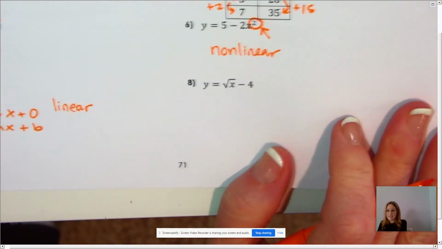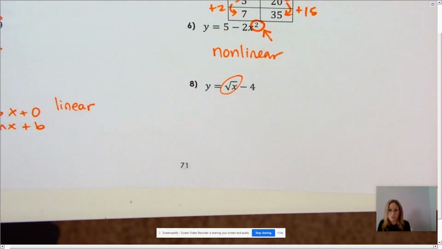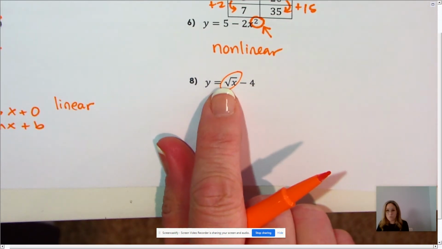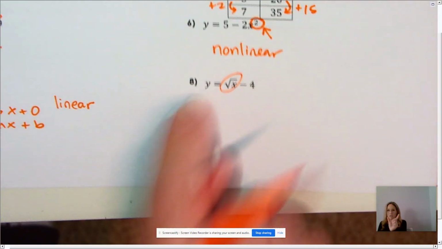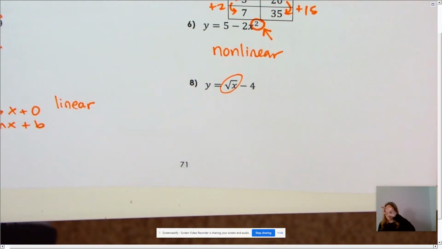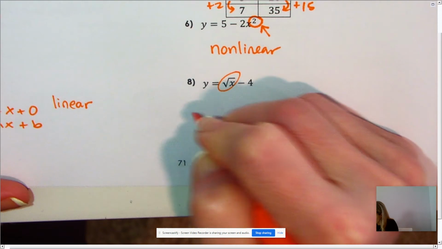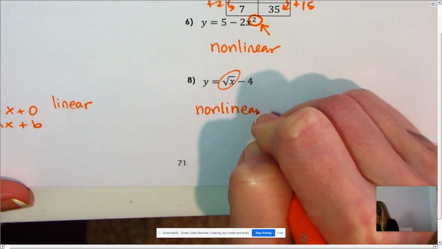Question number 8. Okay, right away, you guys hopefully notice that there's this weird square root thing happening to it. So even though it looks like y equals mx plus b or minus b, it has this weird funky thing happening to it. Okay, so that would actually be a parabola turned on its side, but only half of it, just the positive values. And so this one would be nonlinear.